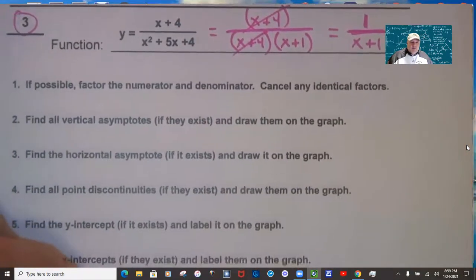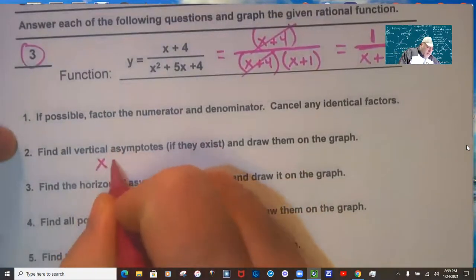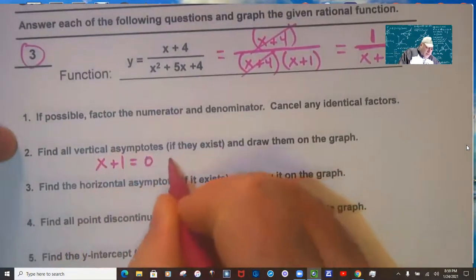Okay, number 2, find all vertical asymptotes. So this is where you take the x plus 1, only the x plus 1, and you solve for x.